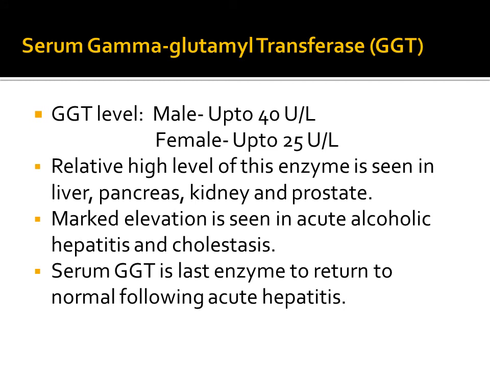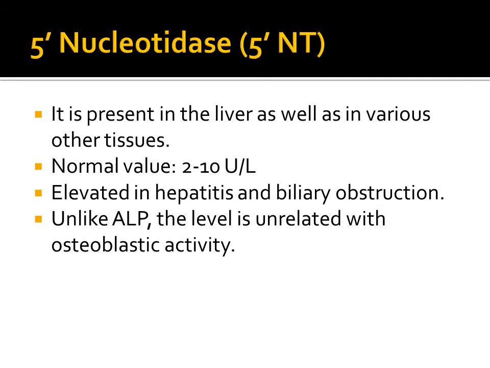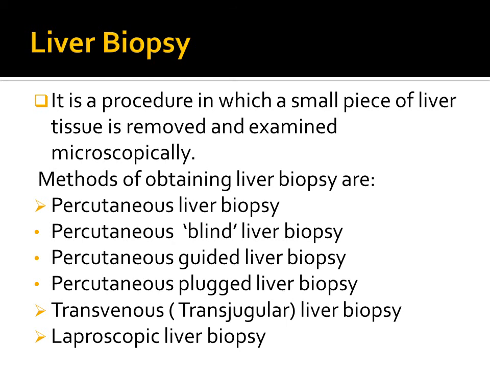Now, the differentiating points between these three types of jaundice are very important. There can be short notes on jaundice, the different types of jaundice and their different clinical and lab investigations. So prehepatic, another name is hemolytic, hepatocellular or obstructive. 5NT is present in the liver as well as in various other tissues, and it is seen in hepatitis and biliary obstruction. It is elevated in both conditions.